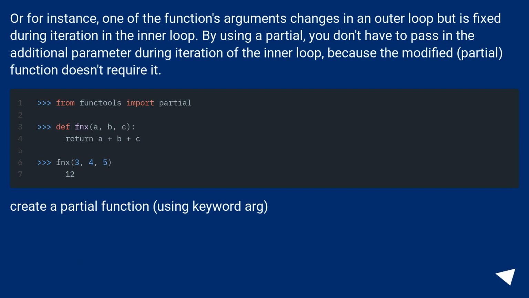Or for instance, one of the function's arguments changes in an outer loop but is fixed during iteration in the inner loop. By using a partial, you don't have to pass in the additional parameter during iteration of the inner loop, because the modified, partial function doesn't require it.